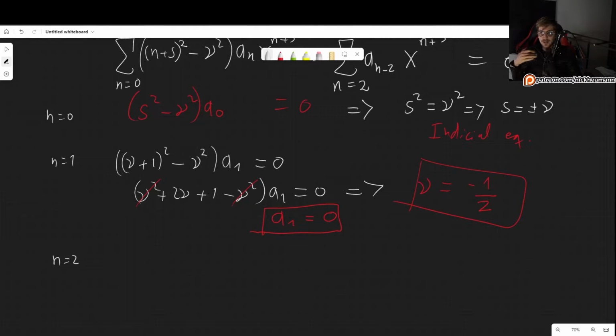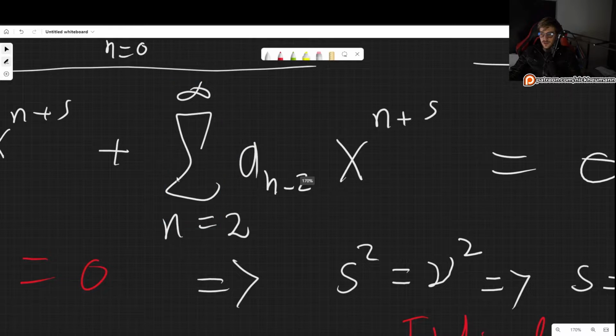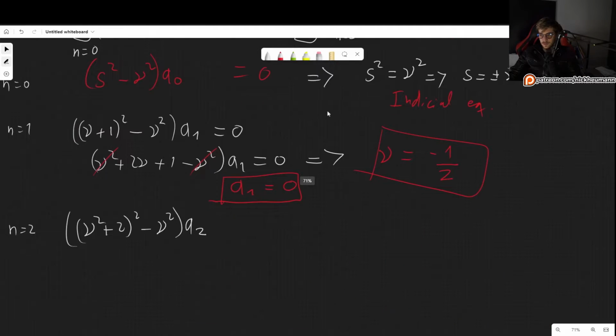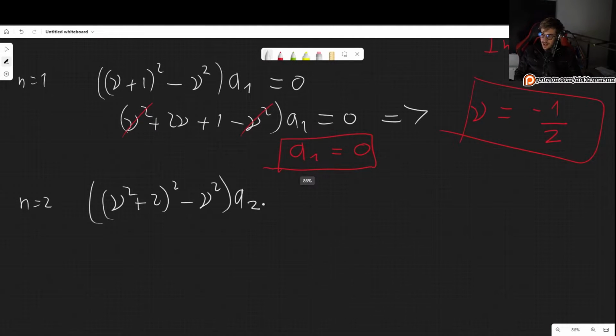We have to do as many of these as we need to understand what's going on with this problem. So n equals 2, once again, plugging it in, is s plus 2 squared, or actually rather than s, let's continue to call it nu. Nu plus 2 squared minus nu squared times a_2. But now notice that we are at n equals 2, which means that this part now begins to function. So now we have plus, and then we have a_0.